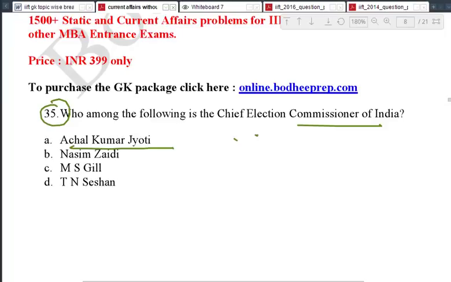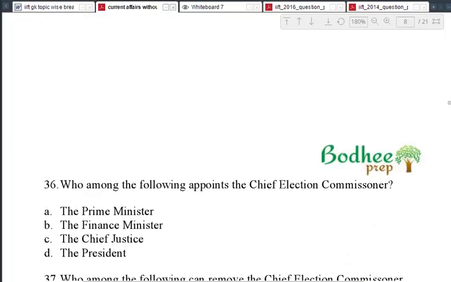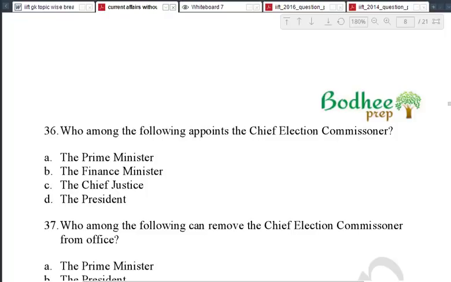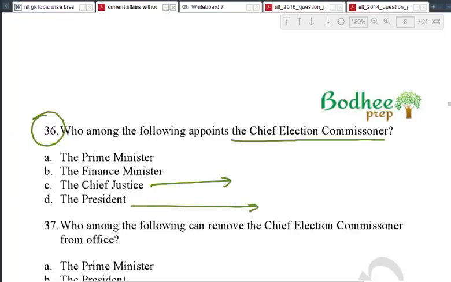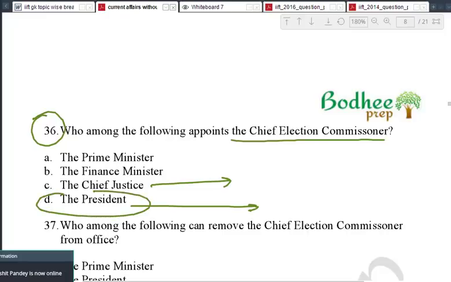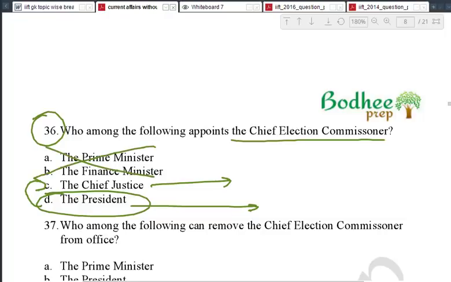Mr. Deepak Misra. Deepak Misra is the current Chief Justice of India. Who among the following appoints the Chief Election Commissioner? This is a very simple question. Anyone who is familiar with polity can answer this. Now the problem is, many a time we get confused between the functions of the Chief Justice and the functions of the President. But please understand that it is the President who appoints the key officials. Only in the absence of the President will the Chief Justice take over. All the major and critical appointments are done by the President.